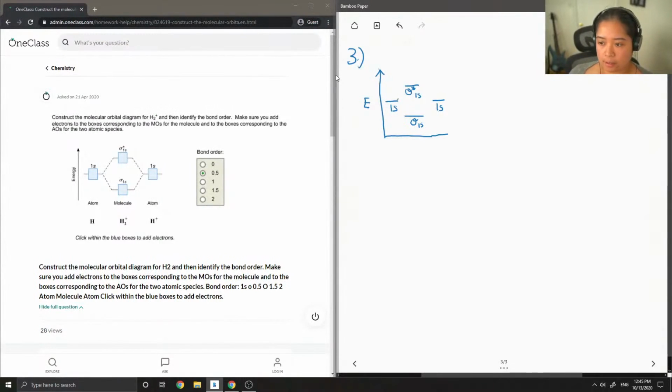Then I'm just going to draw these lines, and I'll do what the question did. So these 2 levels correspond to the atom, and then the middle one is for the molecule. And for this question, our atoms are 2 hydrogens, and our molecule is H2+.